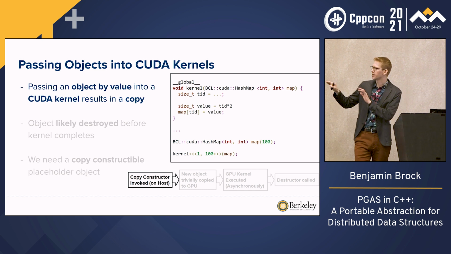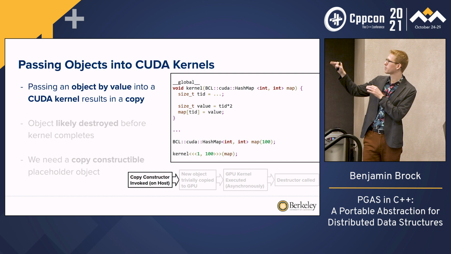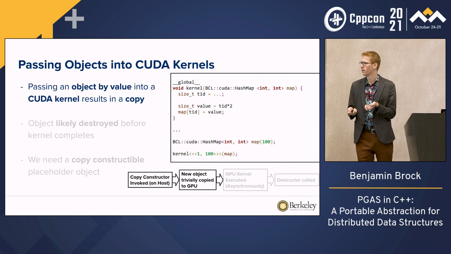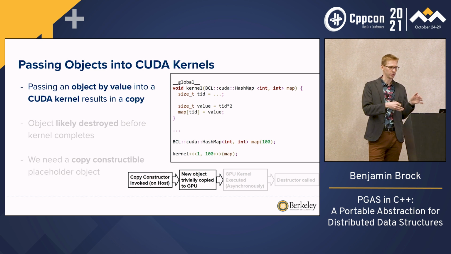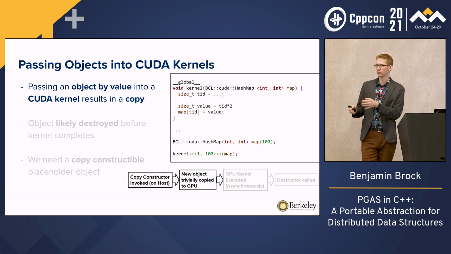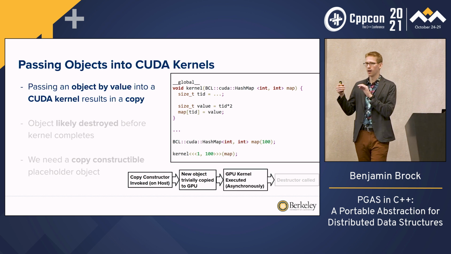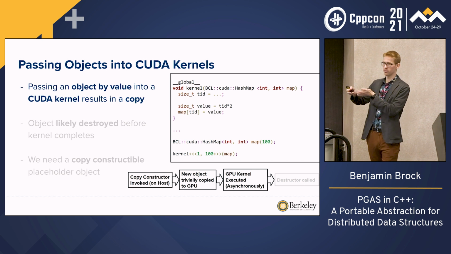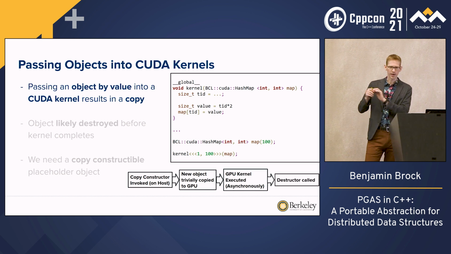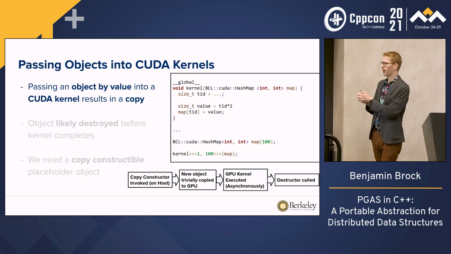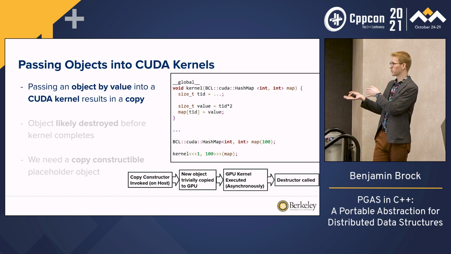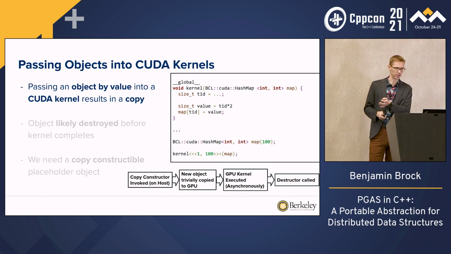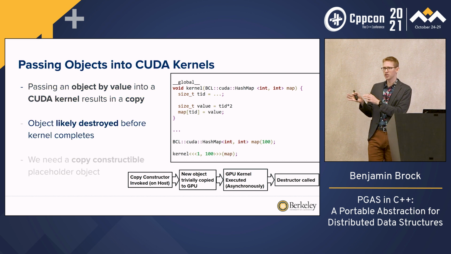So the order of things that happens when this object is passed into the kernel is first the copy constructor is invoked on the host. This new object is going to be trivially copied to the GPU, or memcopied to the GPU. Then the GPU kernel is going to be executed asynchronously, so it may complete at some point in the future. And then finally, the destructor is going to be called. But the destructor could be called actually before the GPU kernel is executed. And the destructor is called on the CPU. These are not really the semantics we want, right?